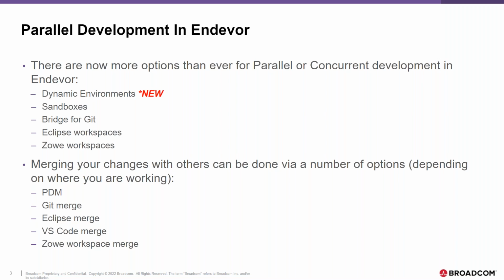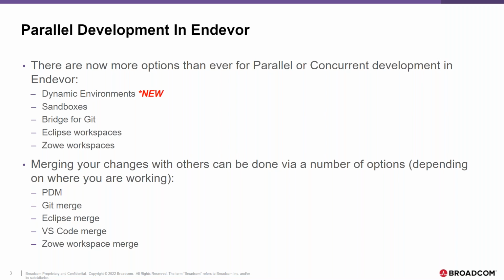So that was one of the main drivers behind this new way of doing parallel development: instead of looking at it at the sandbox level, let's look at it at the environment level. And I'm going to talk about some of the particulars about that in a second. The other aspect to parallel development in Endevor is merging. It's all well and good to create a branch or an isolated environment or a work area, if you will, but eventually you need to pull in changes from other people.